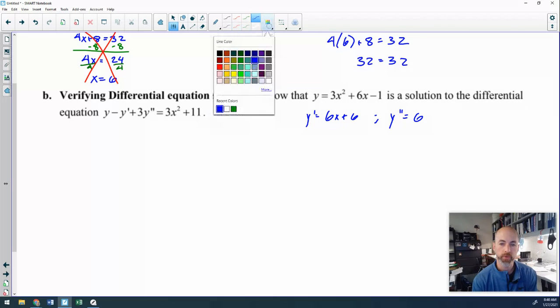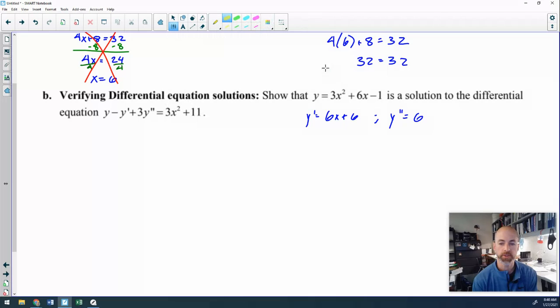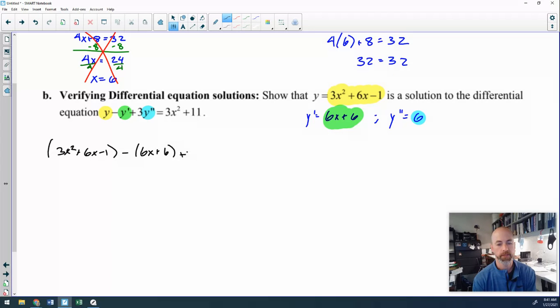And all we do, our first step, is simply to substitute everything in for the original equation. I'm going to substitute the original equation for y. For y prime, I'm going to substitute 6x plus 6. And for y double prime, we will substitute 6. And hopefully when we apply all the algebra to that, we will see that it is the solution to this differential equation. So 3x squared plus 6x minus 1, minus y prime, 6x plus 6, plus 3 times y double prime, which is 6. That's supposed to equal 3x squared plus 11.